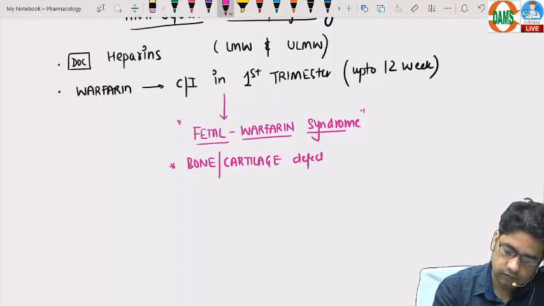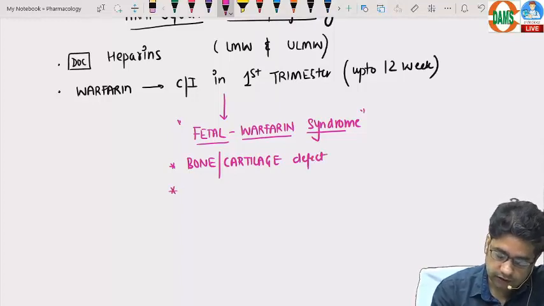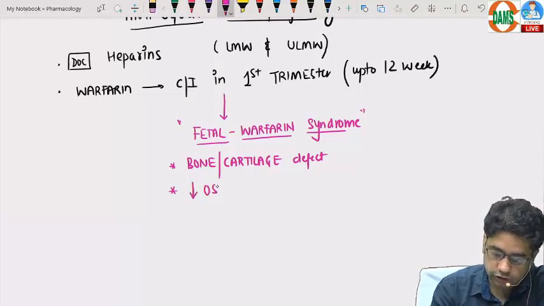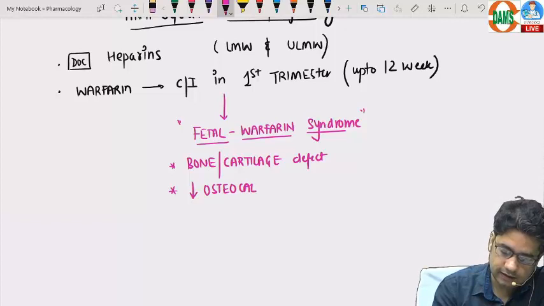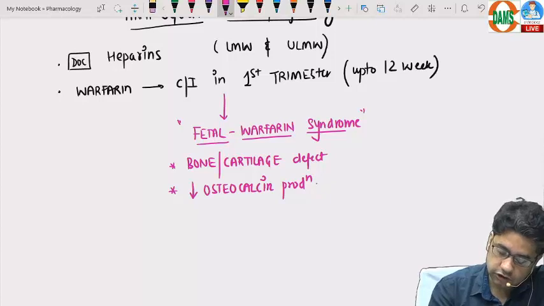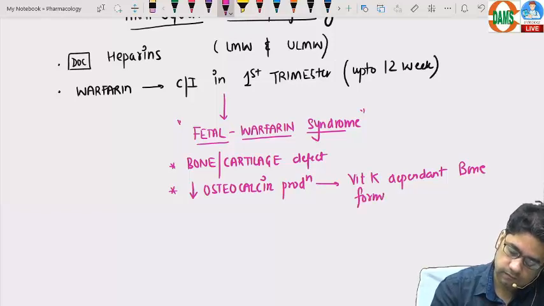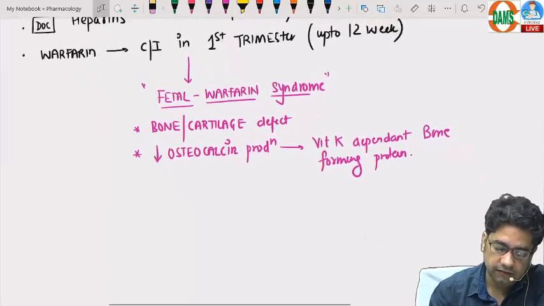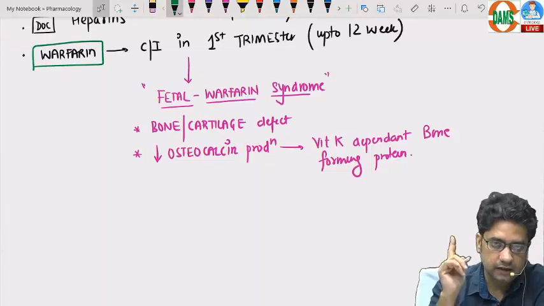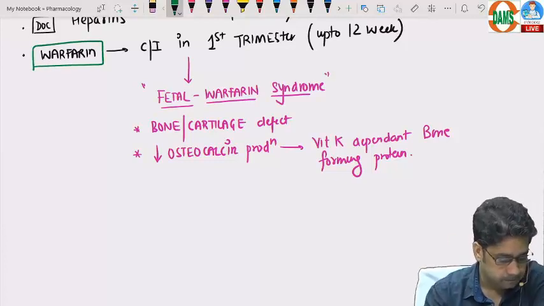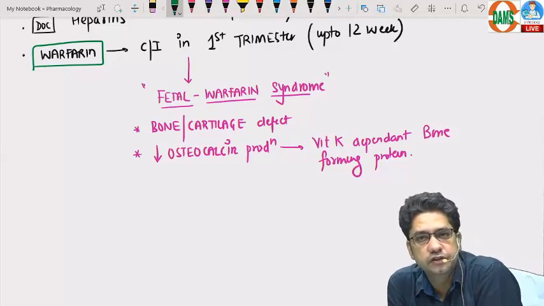Why? Reason, because warfarin decreases osteocalcin production. Because osteocalcin is a vitamin K dependent bone forming protein. And we know, sir, warfarin inhibits vitamin K. I hope you have understood this point.